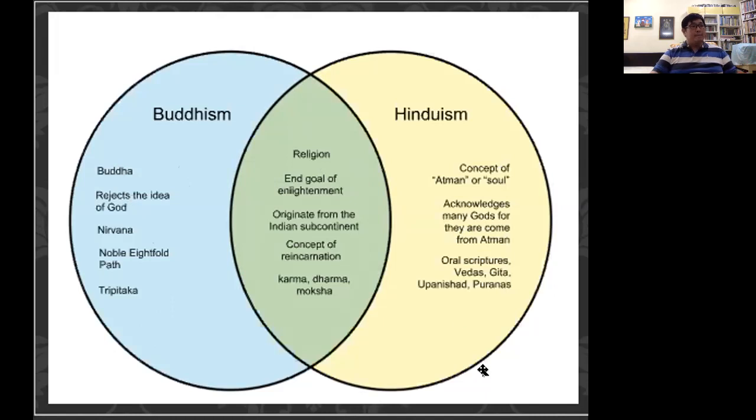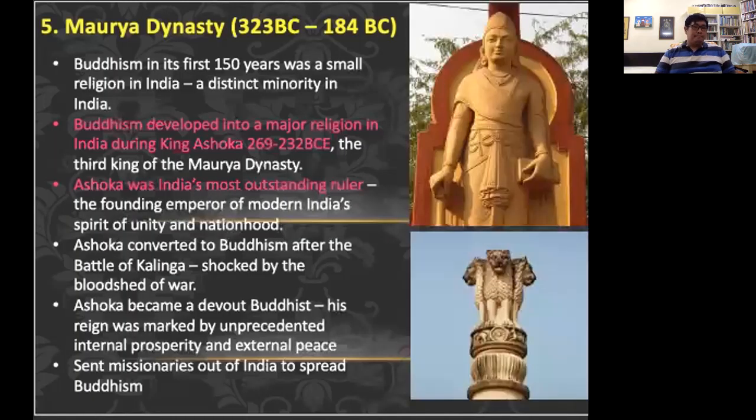But at the same time, there was some form of compromise. For example, the idea of reincarnation, the idea of karma, the idea of the cyclical nature, a lot of things remain. In terms of politics, the most important dynasty when it comes to Buddhism in India is the Maurya dynasty. The Maurya dynasty is about 323 to 184 BC, about 300 years after the death of the Buddha.